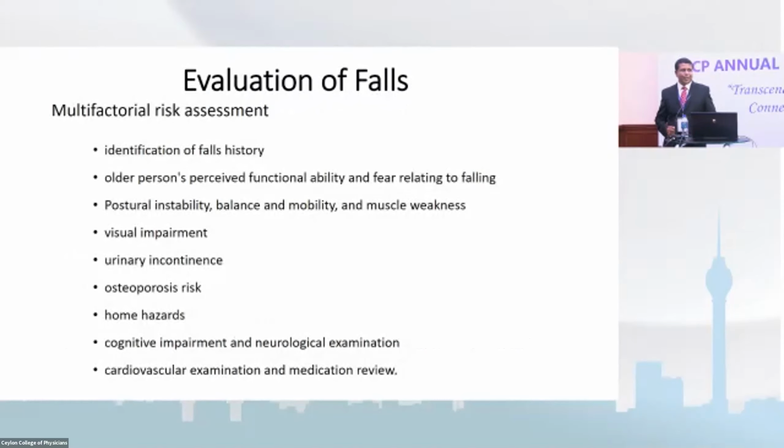Right, so evaluation of falls is multifactorial. What are the things we are going to do? First, the history: a detailed history regarding falls. Then the functional ability of the patient as well as the psychological aspects related to the falls. Examination-wise, we have to see postural instability, balance, mobility, and muscle weakness. Also visual impairment and urinary incontinence or urinary problems. We have to assess the osteoporotic and fracture risk of these patients, and home hazards.